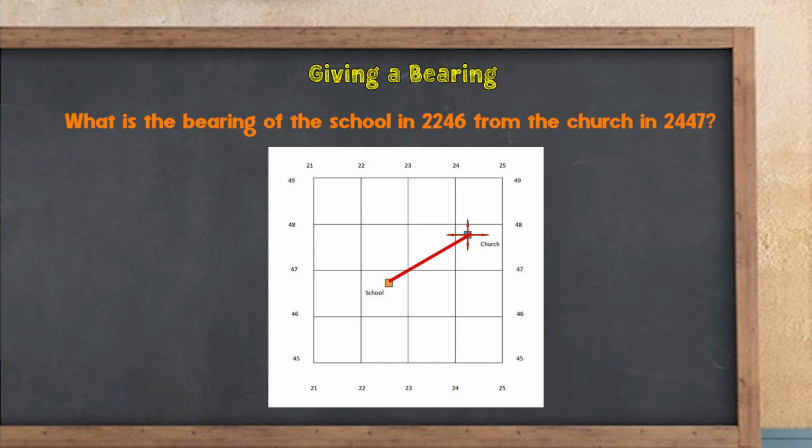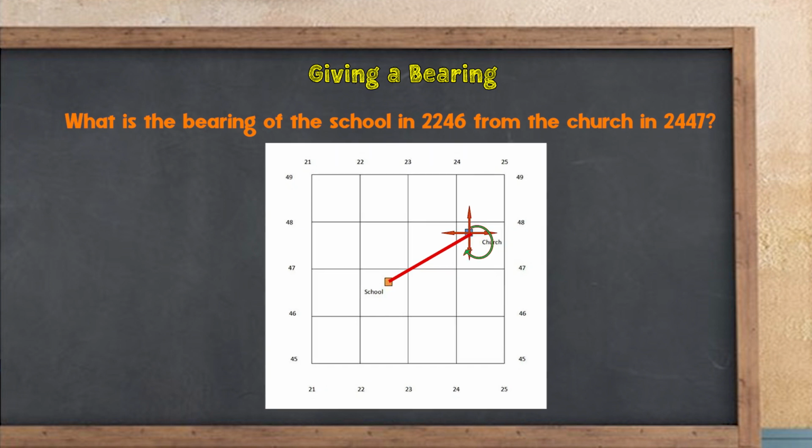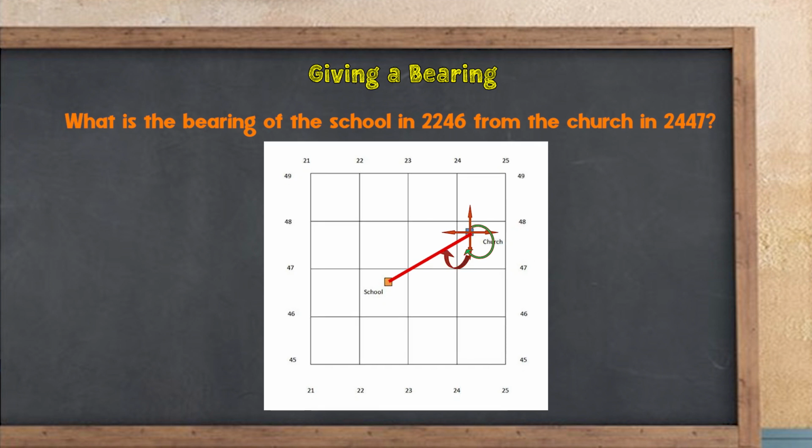Now we need to measure the angle from north to the line which goes to the school. In the picture, this angle is indicated by the green arrow. However, we do not need to measure this entire angle. We already know that the angle from north to south is 180 degrees. All we need to do is measure the rest of the angle indicated by the red arrow and add 180 degrees to it.